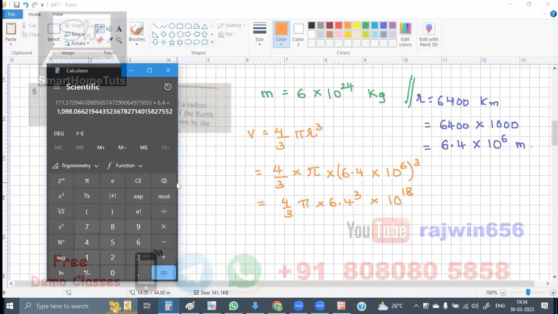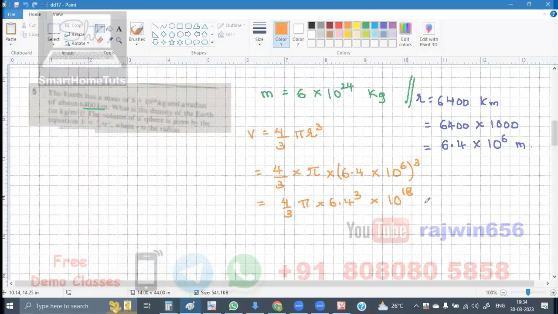One zero nine eight. This is equal to 1098 multiplied by 10 raised to the power 18. I'm going to shift this decimal 3 times. So this is going to become 1.098 multiplied by 10 raised to the power 18, shifted 3 times. So it is going to become 10 raised to the power 21. Okay. This is the volume of the earth.